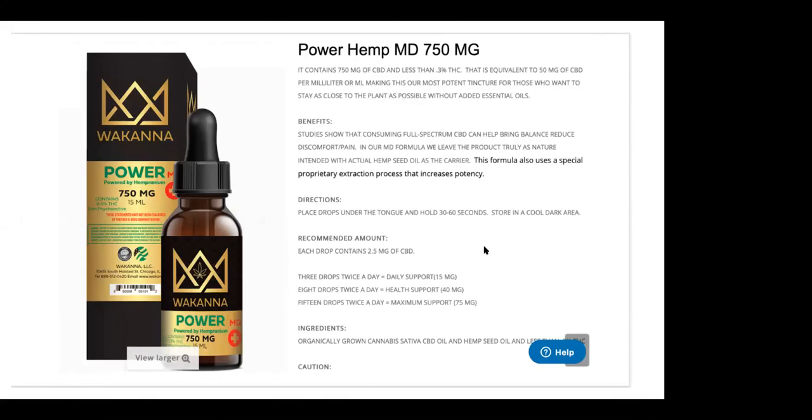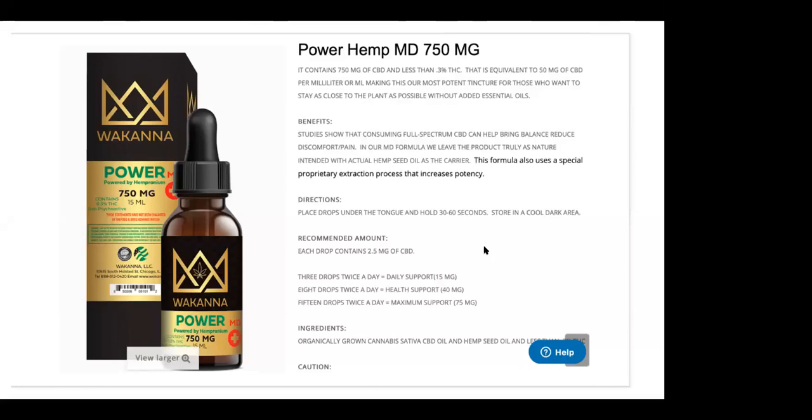It is a tincture, which means it's an oil that you place underneath the tongue. You hold that for a minute so that the sublingual glands can absorb, and this product can get into the bloodstream within 15 to 20 minutes. It's a full spectrum product. Again, it contains the cannabinoid profile as well as terpenes. It also has three USDA certified organic essential oils that enhance the anti-inflammatory properties that CBD also possesses.